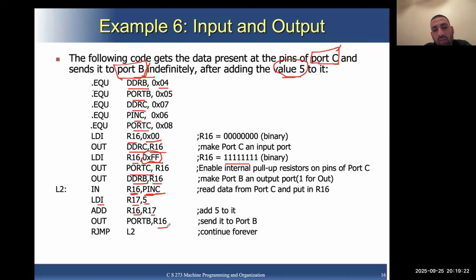And then we need to send it to port B. We already have configured port B in output mode. Now we can simply write the result after addition in the port register of port B, right? So we are done with that, and now we can do the relative jump to make an infinite loop. Any questions?